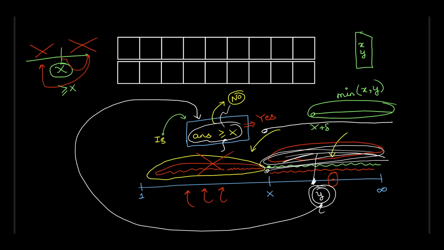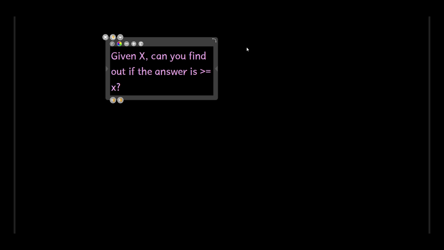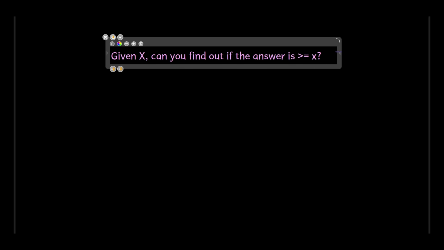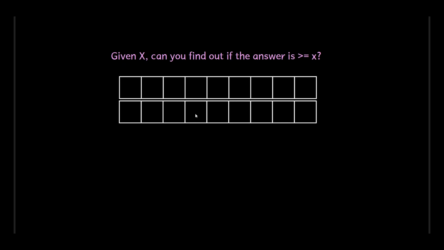So one thing is clear: if we can answer this question, let's reformulate the problem. Given x, can you find out if the answer is greater than or equal to x? Because if we can do that, then we can do a binary search on this x and we will get our answer. So let's see how we solve this problem. Now, how do you figure out if the answer is greater than or equal to x?